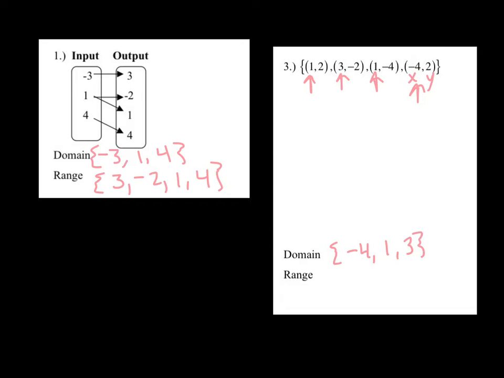And then your range values will be -4, -2, and 2. So that's all that there is to it. So go ahead and try those couple of examples that I didn't do, and I'm just going to keep on moving along here.